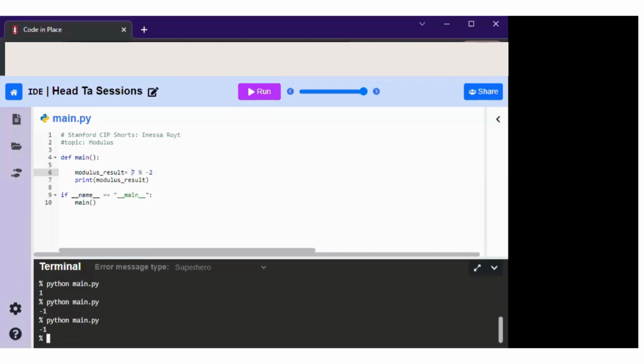And there you go, that's the super basics of the modulus operator.